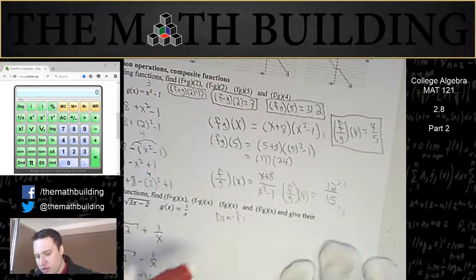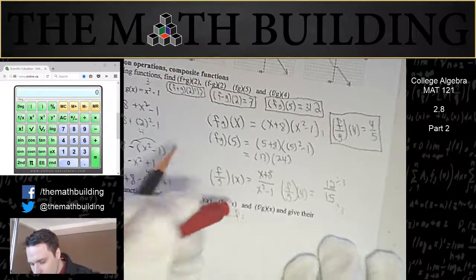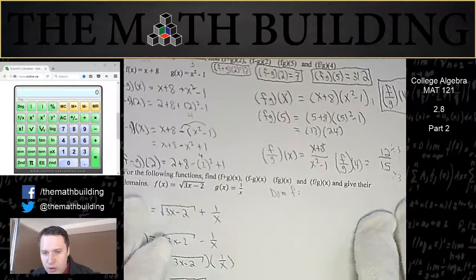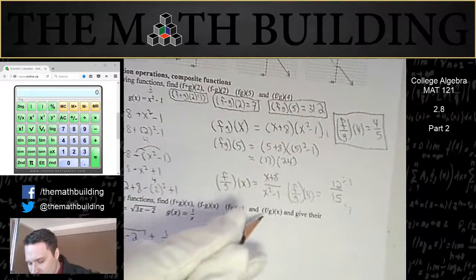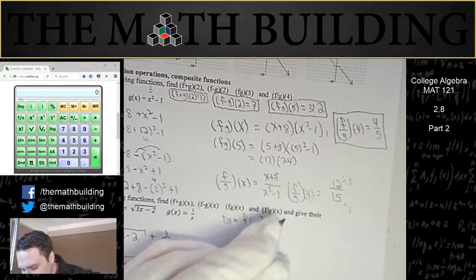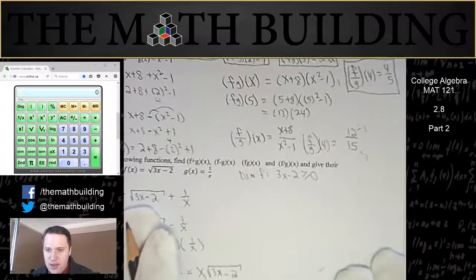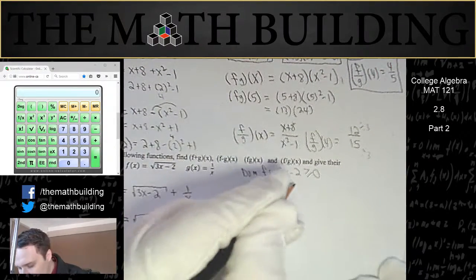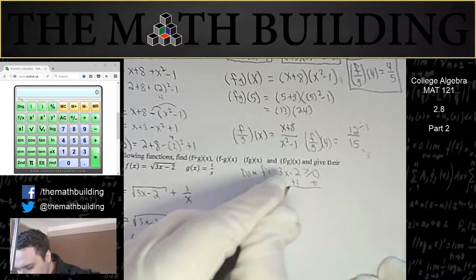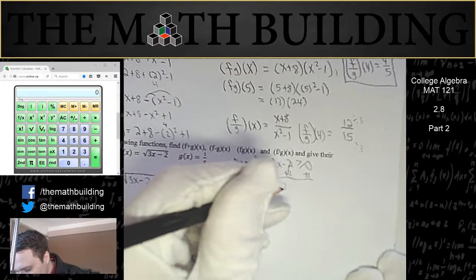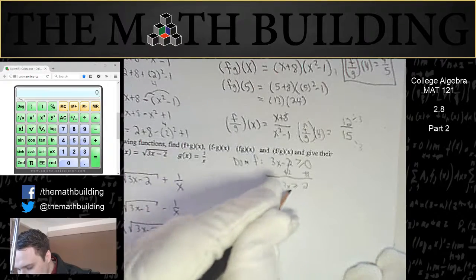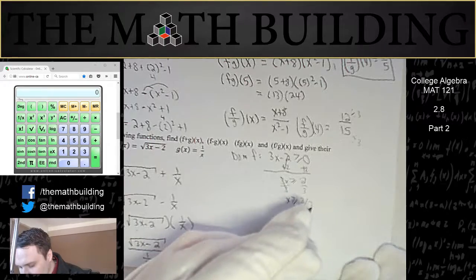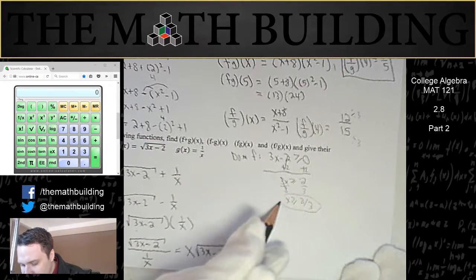So the domain of just f, let's look at it. We need the inside of here to equal 0 or be positive. So we solve the equation 3x minus 2 is greater than or equal to 0 to find the domain of f. So let's solve that. Plus 2, plus 2. 3x is bigger than or equal to 2. Divide by 3, divide by 3. x is bigger than or equal to 2/3. So there's the domain for f.